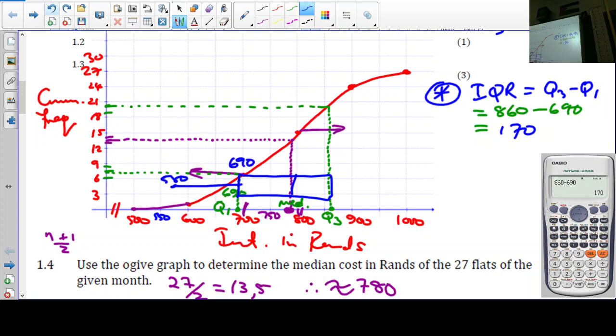Your median was 780. Quartile 3 is 860. And your maximum value came in at 970. So 950, 960, 970 is approximately 970. If they'd asked you to draw a box and whisker, which they did not, okay?